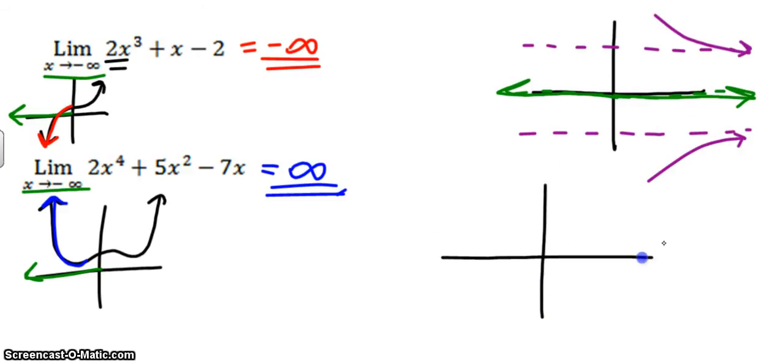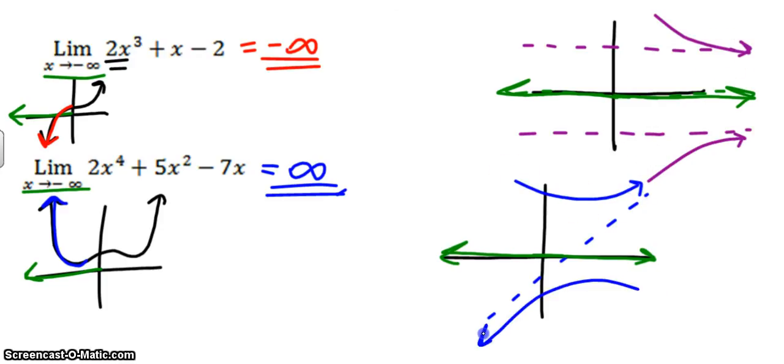But if your function had had a slant asymptote, then as x goes to infinity or as x goes to negative infinity, your y values are going to run to infinity or run to negative infinity. And again, depending on how that slant asymptote was going, that'll depend on how your function is running at its ends.